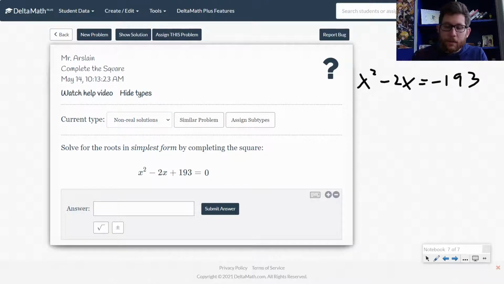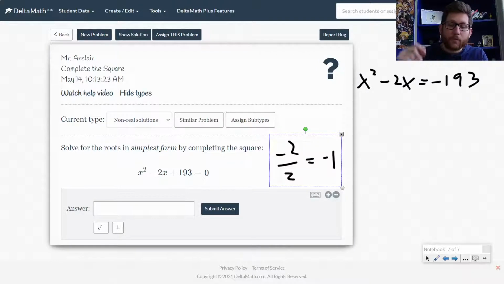The second thing we want to do is look at that b value, so that negative 2. We're going to divide it by 2 and square it. So negative 2 divided by 2 is equal to negative 1. Negative 1 squared is positive 1. So I'm going to add 1 to both sides. So I get x squared minus 2x plus 1 is equal to negative 192.